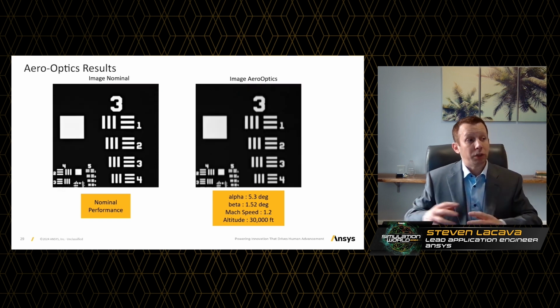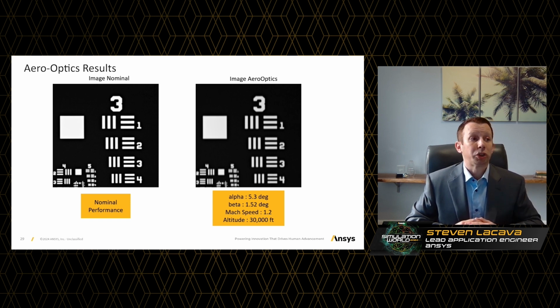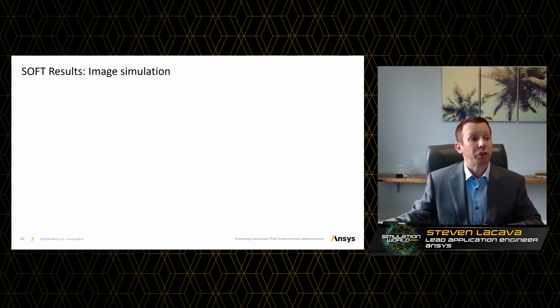So we can go ahead and look at this image test plate here, and you can see the image on the right is a little bit blurry along the edges of the numbers and those straight lines, where the image on the left is much more sharp. And that's in our nominal system or nominal design that we benchmarked to.